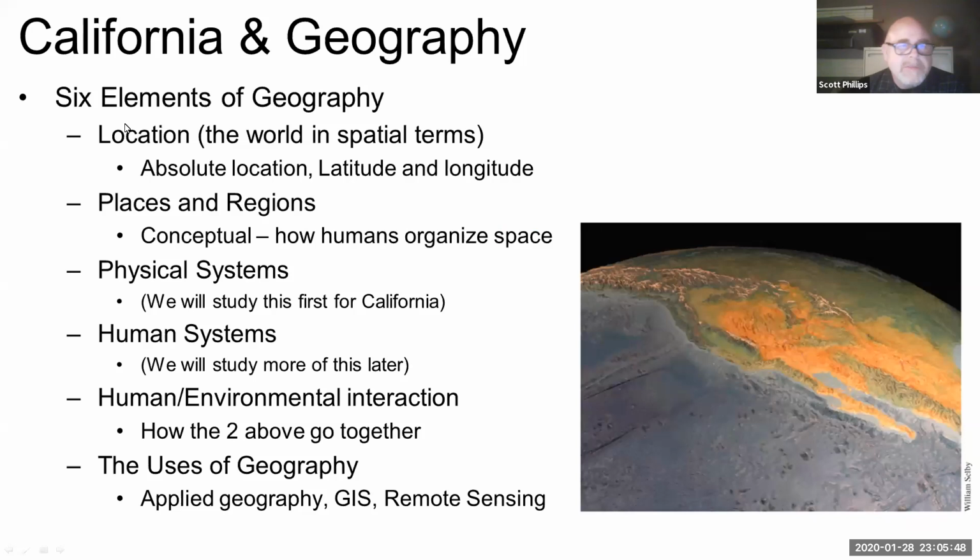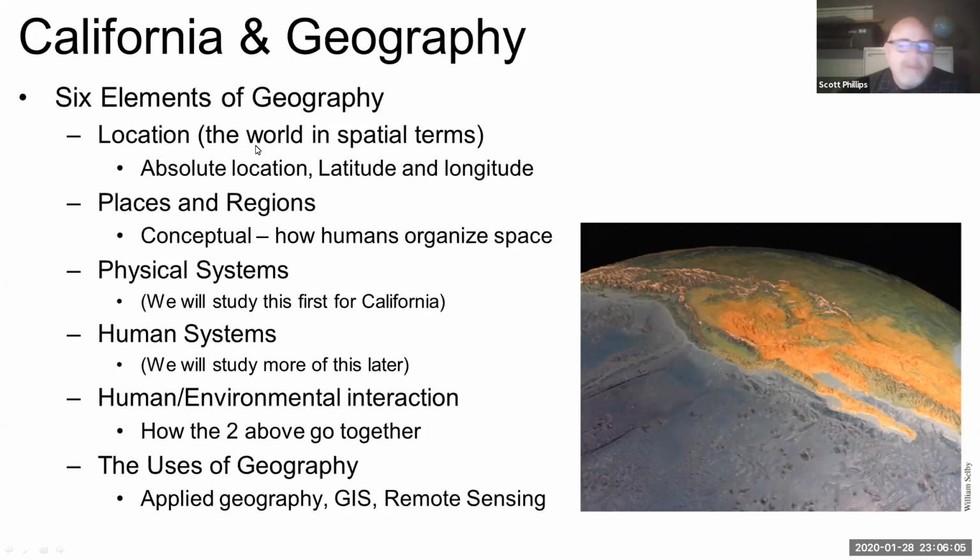Okay. This was in the first lecture, so I just want to review, just go over it really quick. These are the 6 elements of geography. It's talked about in the first chapter, but when I read it again, I realized it's kind of hard to tease all these out.